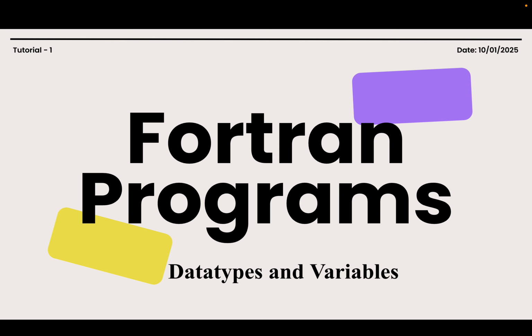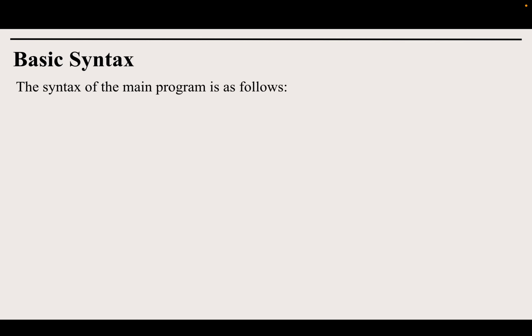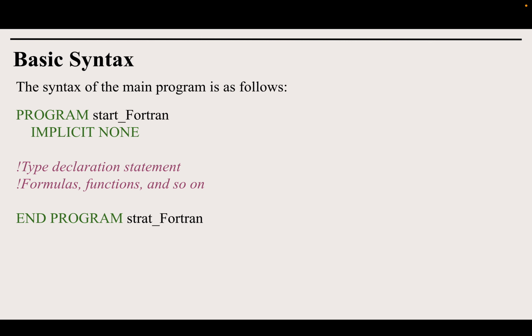Let's go. My first slide is the basic syntax for a Fortran program. The program here I have written is a basic one. First our Fortran program will start with the keyword program. Here I have given the program name as start Fortran, and the next line shows implicit none, and at the end there is a line saying that our program is going to end. That is end program, which has the same name, because we start the same program and end the same program, the start Fortran one.